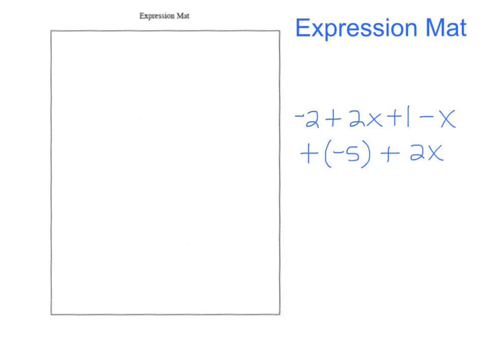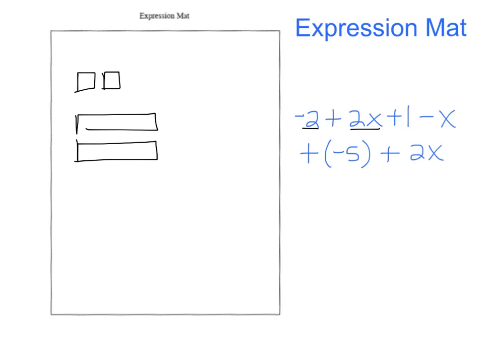Let's try another one to build. So it says negative 2. I'm going to draw 2 negative tiles. Remember, you don't shade them in. Plus 2 x's. So 2 x tiles. I just like to make those a little bit longer. And they're positive, so you better shade them in. Somehow you just kind of shade them in so you know.